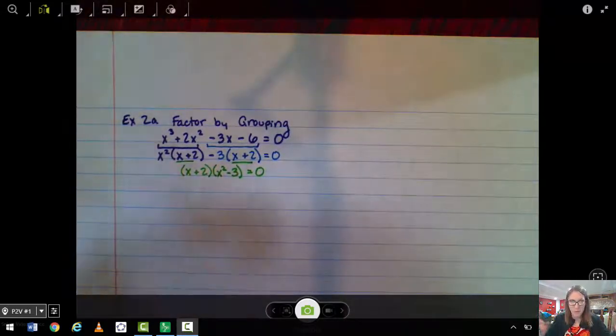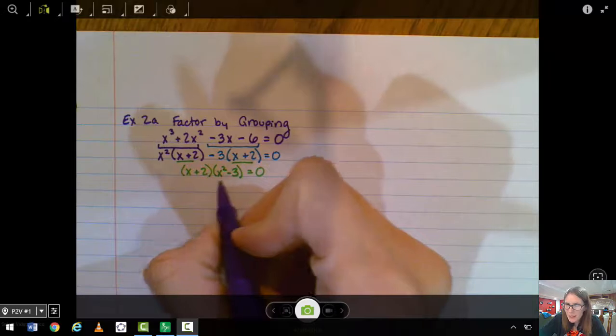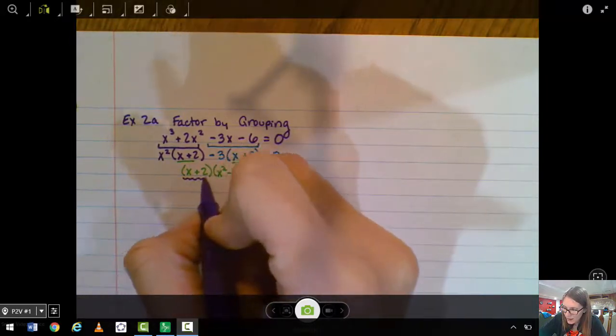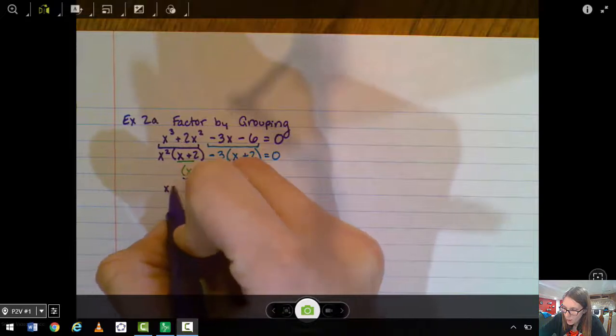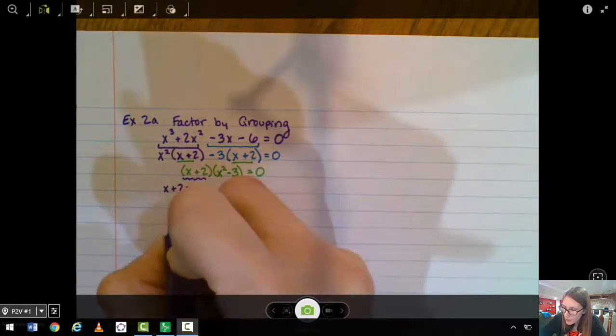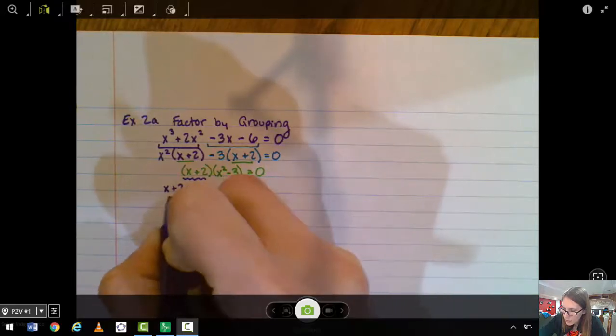We have our two sets of parentheses. We can go from here. This x squared minus 3, okay, this doesn't factor. But same idea, we still want to see when is each part equal 0. X plus 2 is equal to 0 when x is negative 2, that's one of my solutions.